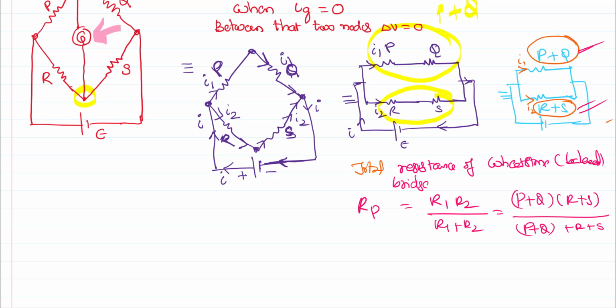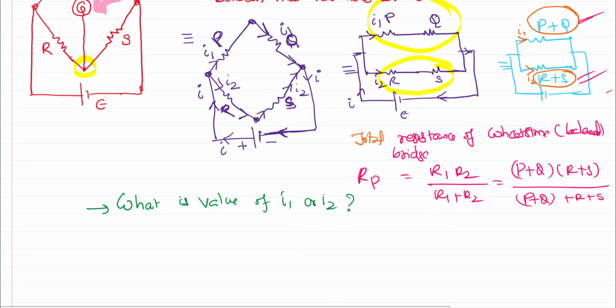Now say, for example, you want to calculate how much I1 is, or how much I2 is. You want a specific value. What is the value of I1? How much is I1? Or what's the value of I2? How is the current shared? That's what I want to calculate next. Let us see how we can calculate that. That's also simple stuff. Look here.